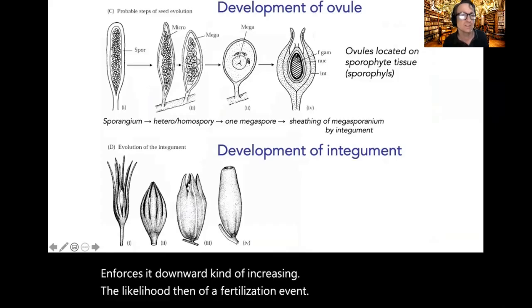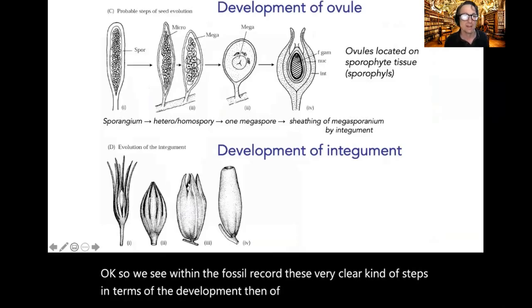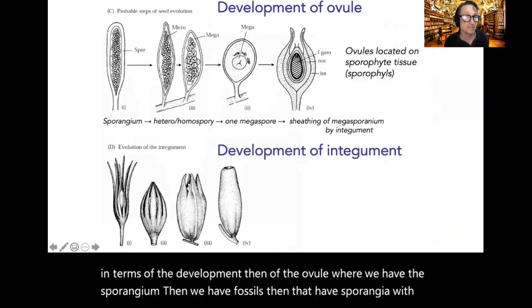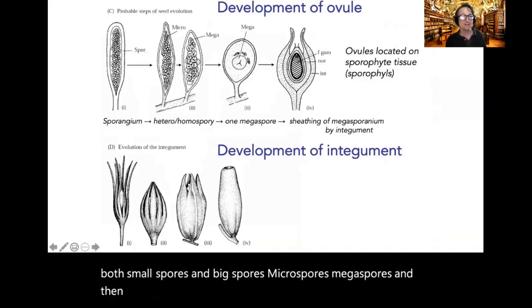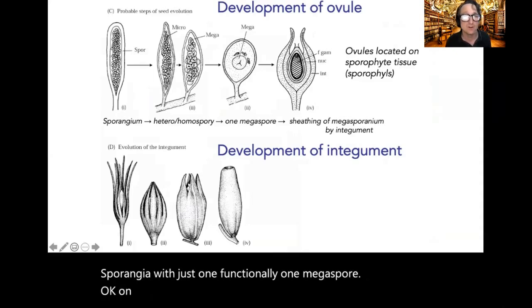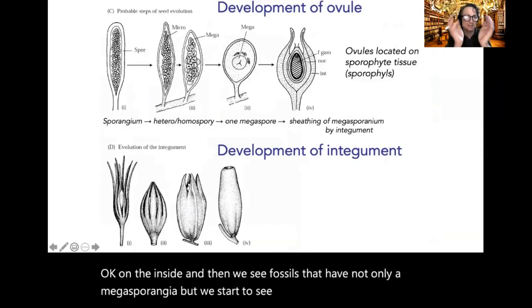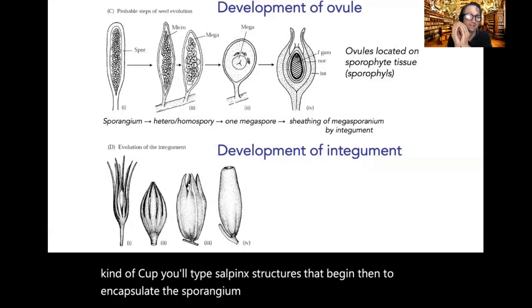Okay, so we see within the fossil record these very clear steps in the development of the ovule, where we have the sporangium, then we have fossils that have sporangium with both small spores and big spores, microspores, megaspores, and then ultimately we see sporangia with just functionally one megaspore on the inside. And then we see fossils that have not only a megasporangium, but we start to see additional structures, these cupule-type salpinx structures that begin to encapsulate the sporangium itself, containing the one megaspore.